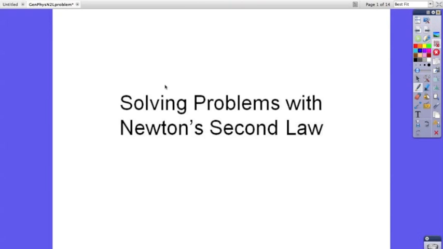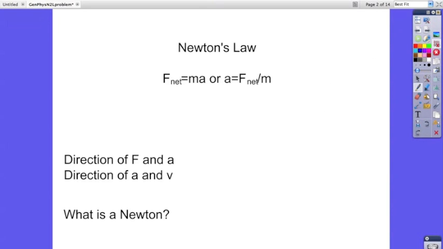This is the fifth video in Chapter 4, Newton's Laws of Motion, and it's going to deal with Newton's second law, primarily with using Newton's second law to solve problems. First off, Newton's second law says that the net force acting on an object is equal to the mass of that object times the acceleration that results from the force.